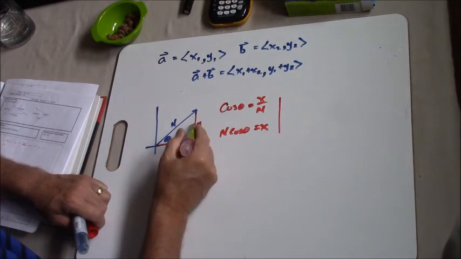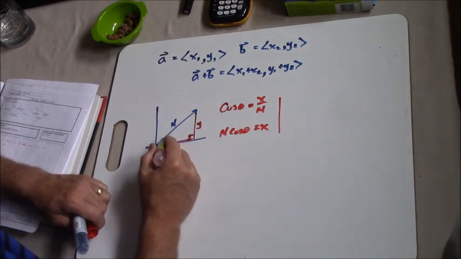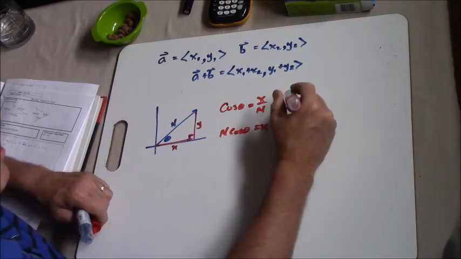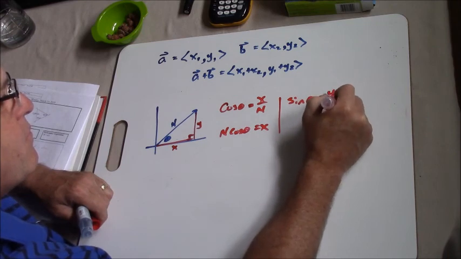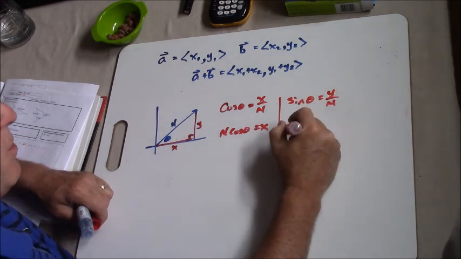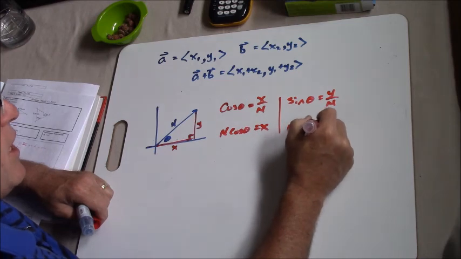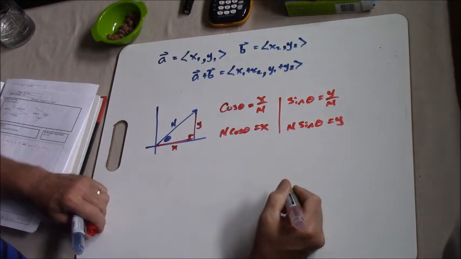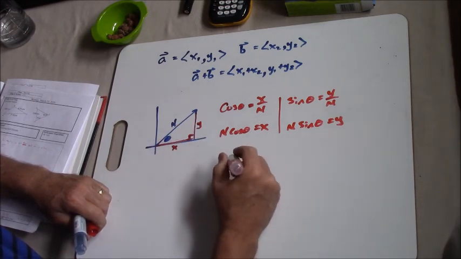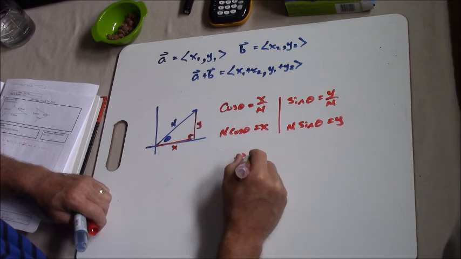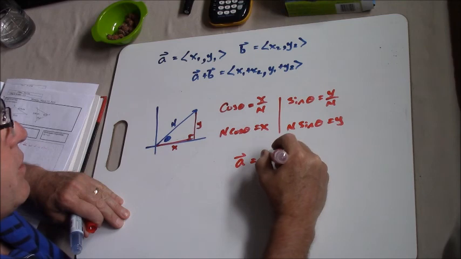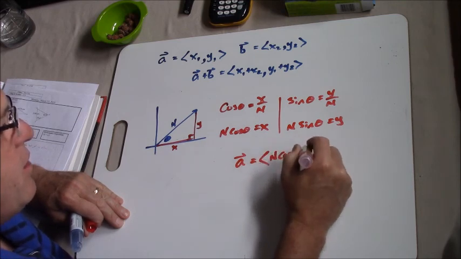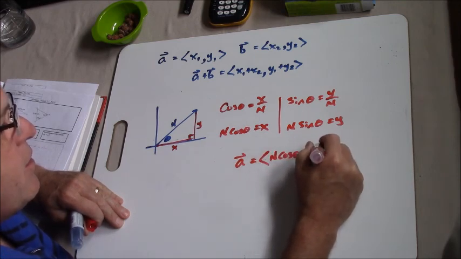And if I do the same thing for the y coordinate, this time I'll say sine of theta equals opposite over hypotenuse. And so I'll bring that n over and multiply, and I get n sine theta equals the y coordinate. So if this would have been vector A, I could say vector A in component form equals n cosine theta comma n sine theta.